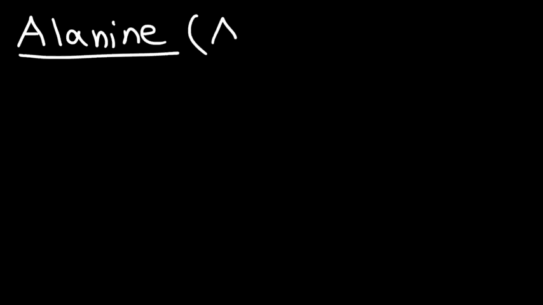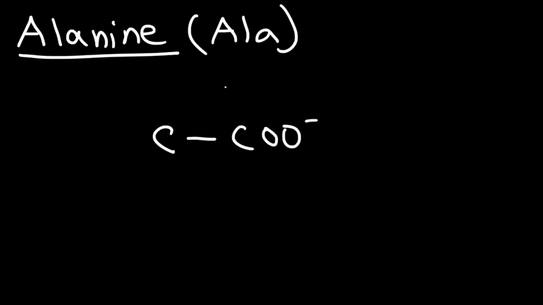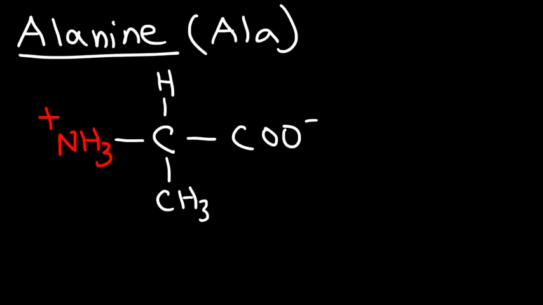Now the next amino acid that we are going to draw is alanine, abbreviated ALA. So let's start from the beginning again. So we have a carbon, a carboxylic acid functional group, a hydrogen atom, and an amino group. So that's the basic structure of almost all of the amino acids. Now, alanine differs from glycine in that it has a methyl group instead of a hydrogen as the R group.